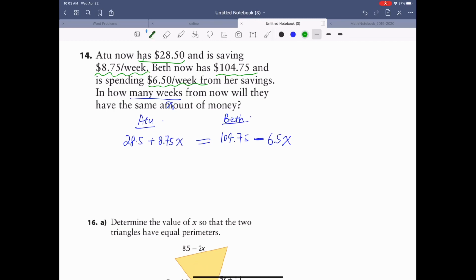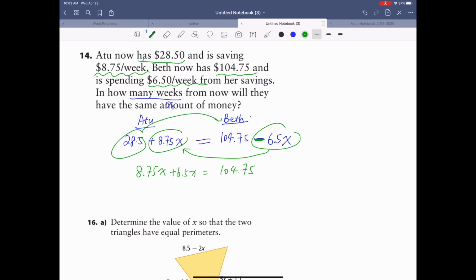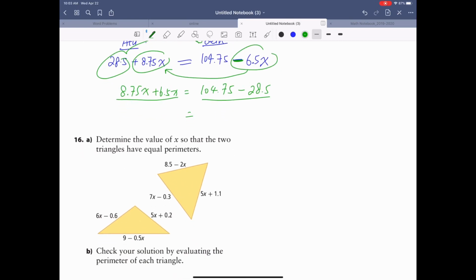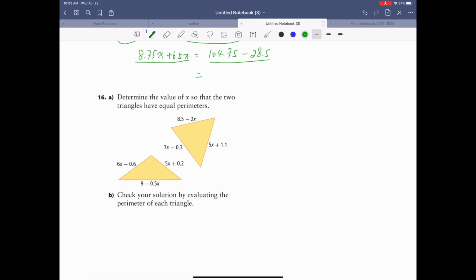Same idea, group the X terms. This is a minus, I don't want to see it, so I'll throw it over to join this side and change it to a plus. And 104.75, this one I throw over to the other side because that's a number term, minus 28.5. Group the like terms, solve, and then you know what to do.